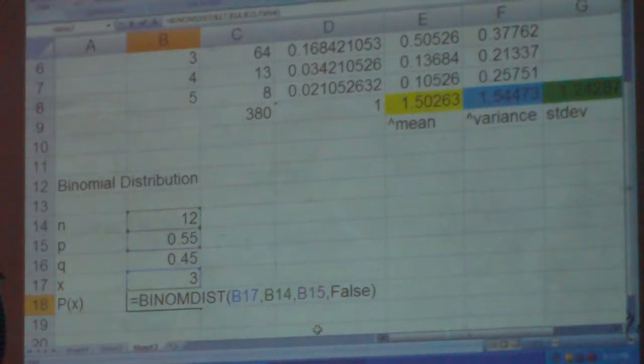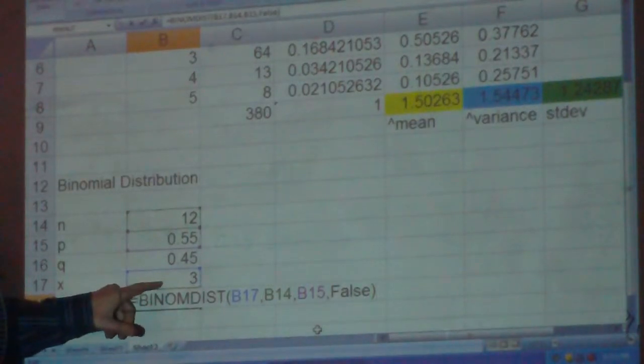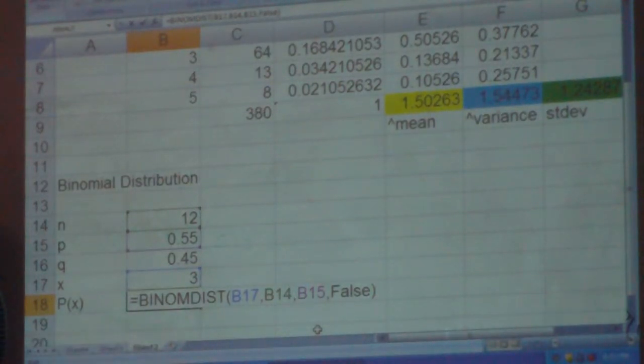So those are the values I put in there. And this is for exactly 3. But once we have this typed in, we can change the number to whatever we want, and we can get the probability that's exactly that many values. So you could create a table here, and from that a histogram pretty easily.